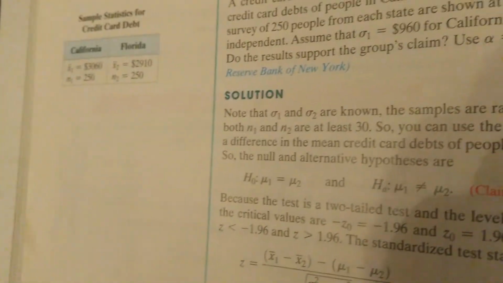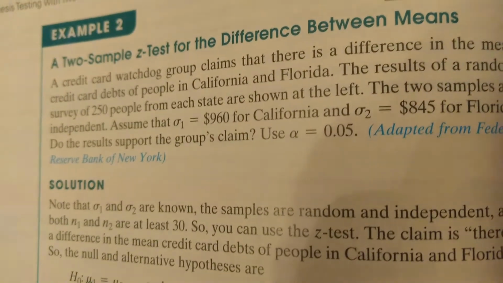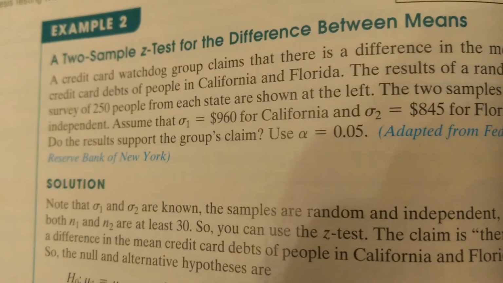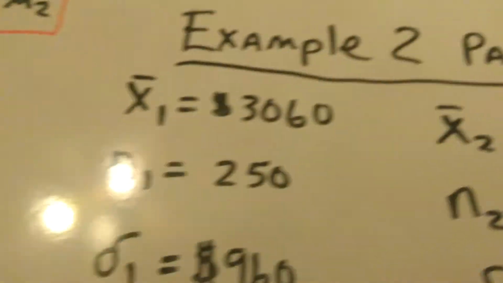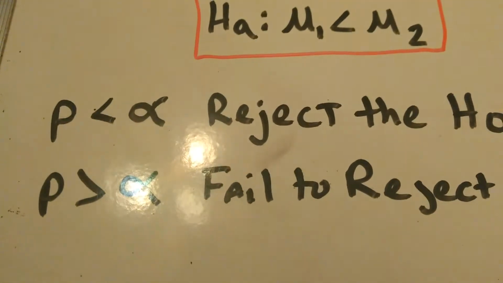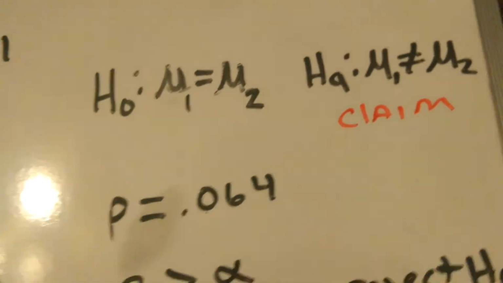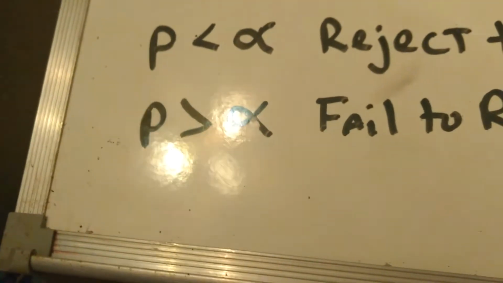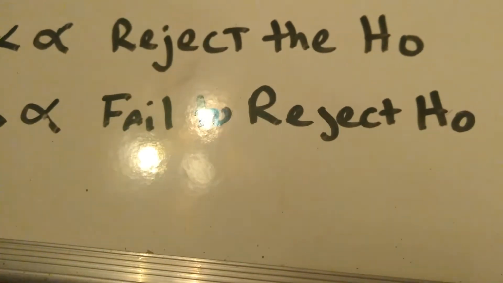Notice that the alpha for this problem is 0.05, 5%. So again, once we do this calculation, if p is less than alpha, we reject the null hypothesis, which means we can support the claim. If p is greater than alpha, we fail to reject the null hypothesis, which means we reject the claim.